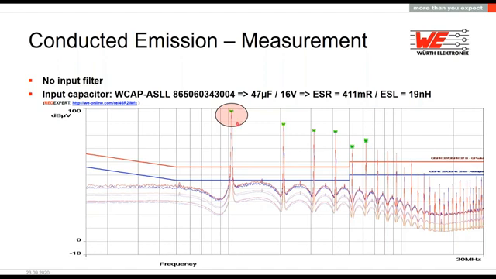And what you see here is that around 1 megahertz, so this is my switching frequency, the fundamental frequency, there's the biggest peak, and it goes up to around 100 dB microvolt. So this is way too much above the CISPR 32 limits, quasi-peak and average. And also the second and the harmonics are way too big for me to pass the conducted emission test.